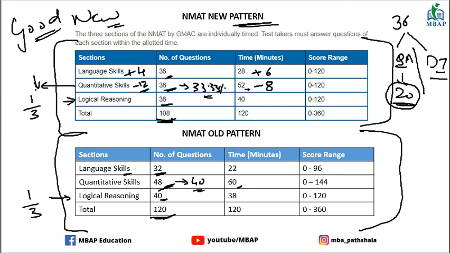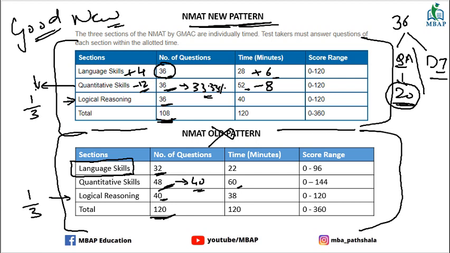Now you need to take advantage. The main advantage is for people who are good in verbal, people who are good with their language skills, they are going to benefit a lot, because the questions have increased and the time has also increased by a good margin. Six minutes of increase in language skills is a good thing. So guys, now that the old pattern is out and the new pattern is in, people who are focusing on NMAT should start solving in this particular manner.